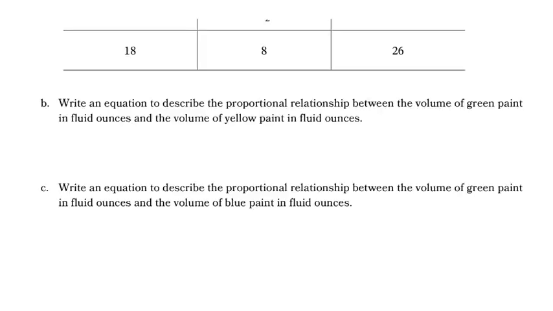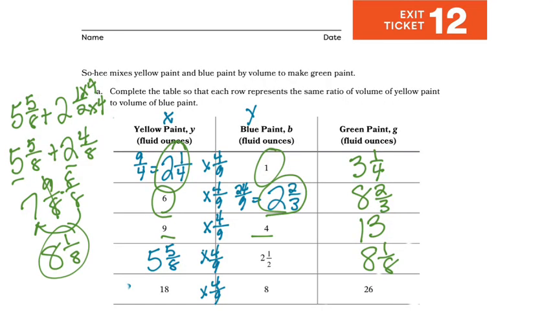So for the next part, it says, write an equation to describe the proportional relationship between the volume of green paint and yellow paint. So we're making an equation with green paint and yellow paint. I'm going to do that right up over here. Yellow paint comes first, so that's going to be our X. Green paint comes second, so that's going to be our Y. We're going to do Y is equal to KX. The Y is green paint, so we put a G. The X is yellow paint, so we put a Y for the X.